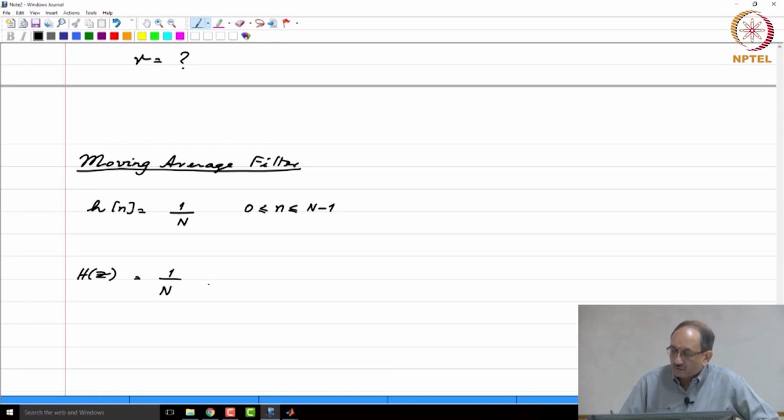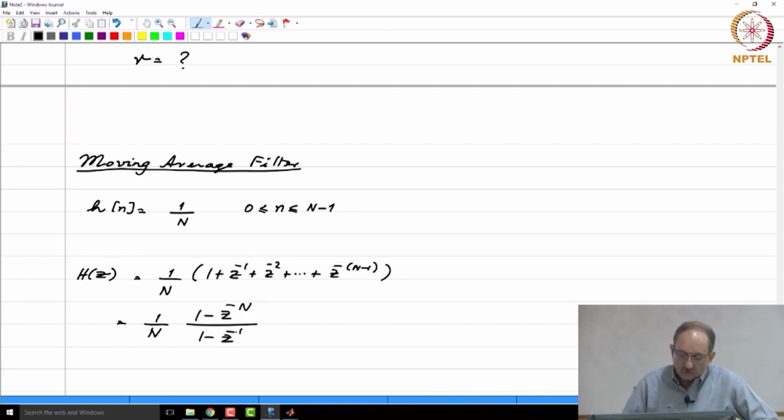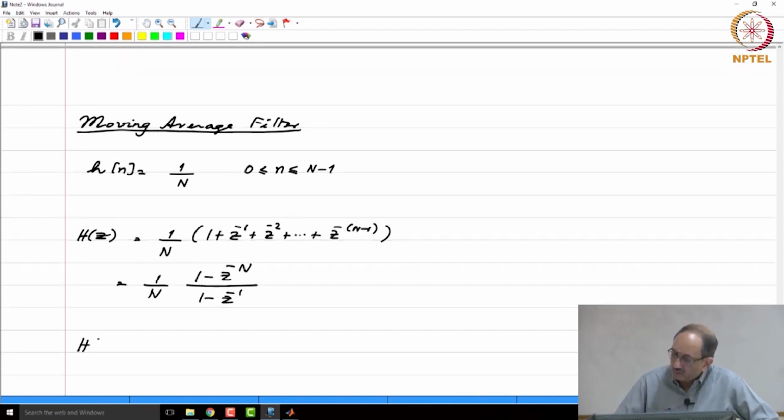So, the transfer function is 1 over n times 1 plus z inverse, z to the minus 2, up to z to the minus (n minus 1), which is nothing but 1 over n times (1 minus z to the minus n) by (1 minus z inverse). We have seen this before, just recalling this result, and the frequency response is 1 over n. You can take e to the minus j omega n by 2 outside, and if you make the simplification, this will become n minus 1 by 2.